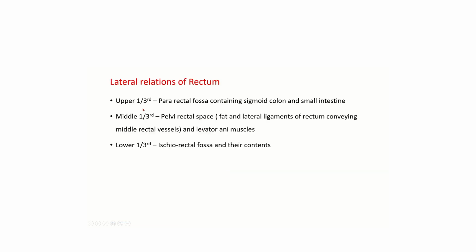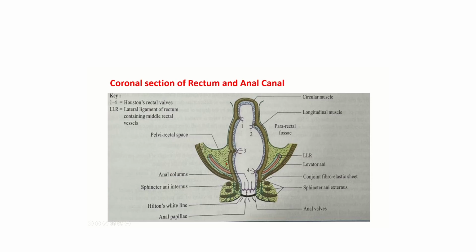Lateral relations of rectum: upper one third, pararectal fossa containing sigmoid colon and small intestine; middle one third, pelvirectal space, which has fat and the lateral ligament of rectum conveying middle rectal vessels, and levator ani muscles; lower one third, ischiorectal fossa and their contents. You can see here this is the pelvirectal space and this is the ischiorectal fossa.